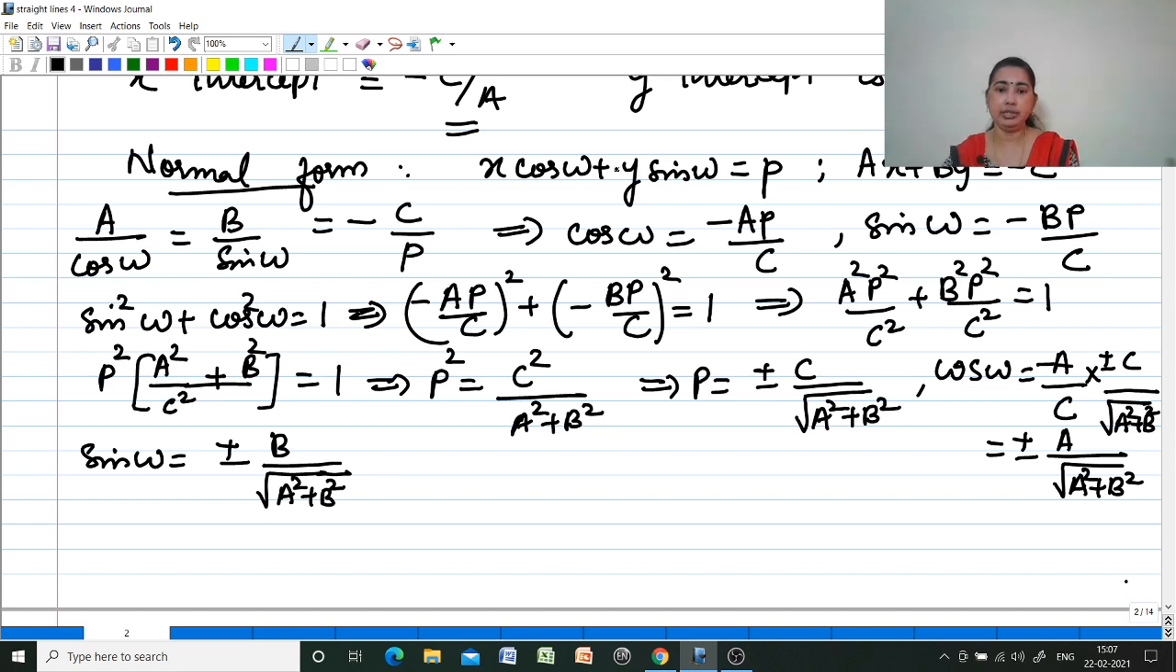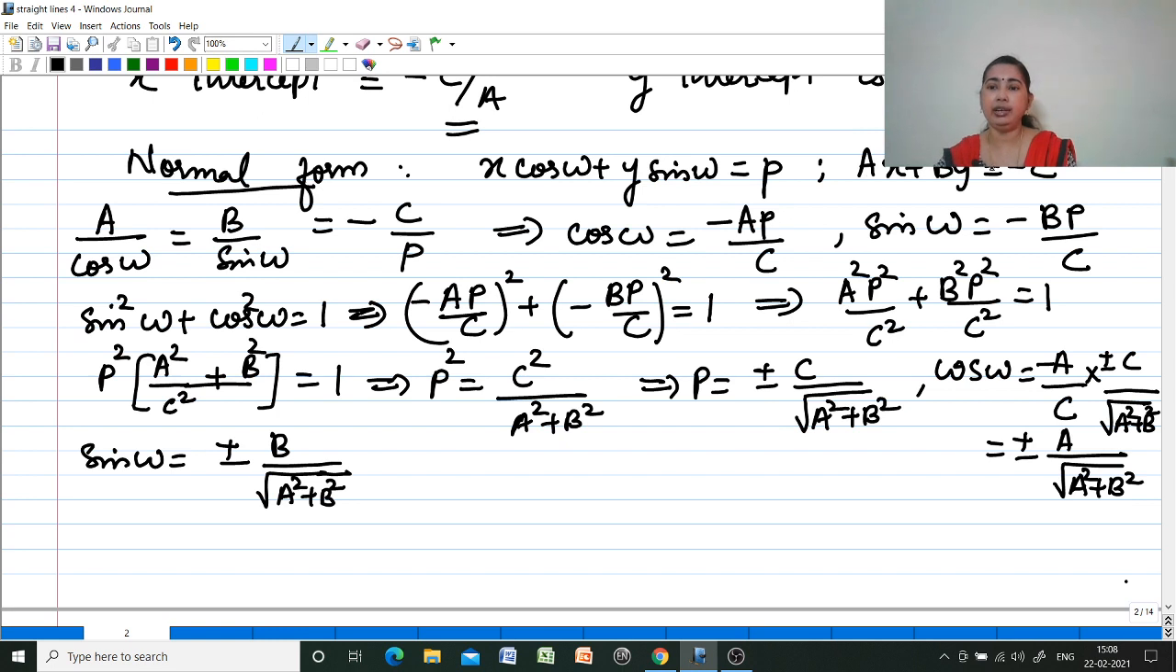So cos omega is a by root of a square plus b square, sin omega is b by root of a square plus b square, and p is c by root of a square plus b square. So what can we understand from these? In the general form of the equation, if I divide throughout by root of a square plus b square, we can convert it into normal form, because cos omega is a by root of a square plus b square, sin omega is b by root of a square plus b square, and p is c by root of a square plus b square.